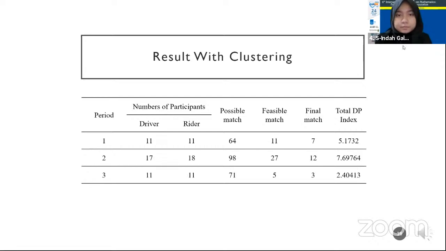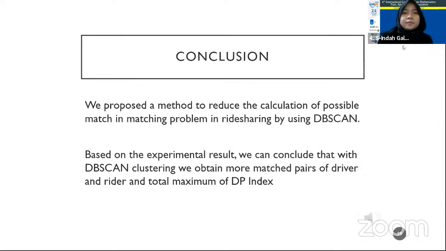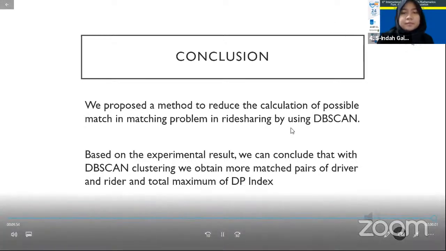With the clustering method, we got a total of 22 final driver-rider matched pairs with a total DP index of approximately 15.2. Therefore, the results of the 3 periods show that the DBSCAN clustering method can solve the matching problem in ride-sharing better than without clustering. The last section is the conclusion. We propose a method to reduce the calculation of possible matches in the matching problem in ride-sharing by using DBSCAN. Based on the experimental results, we can conclude that with DBSCAN clustering, we obtain more matched driver-rider pairs and a higher total maximum DP index.